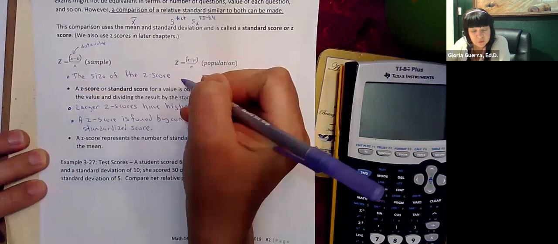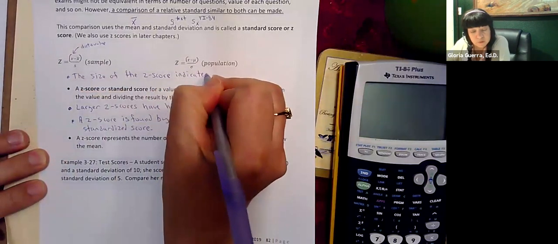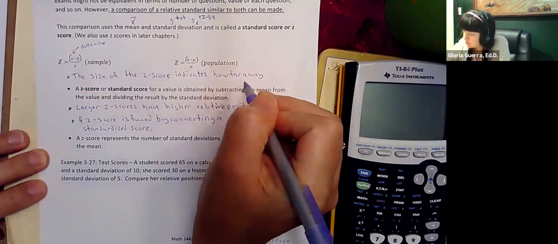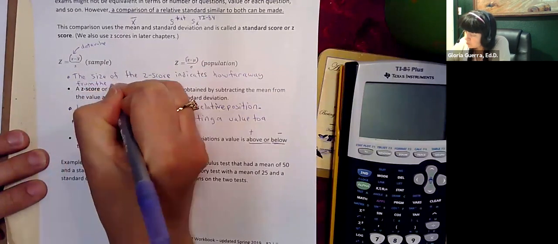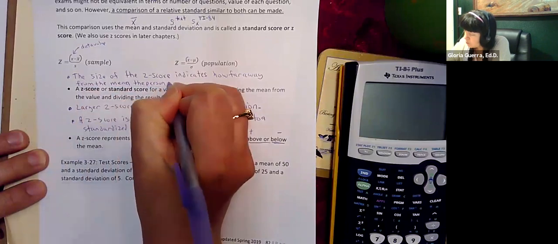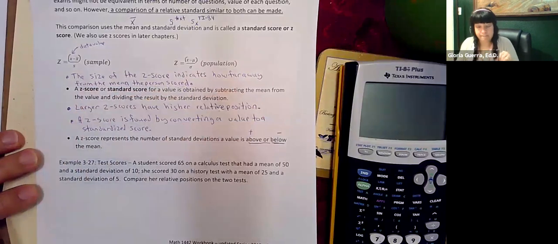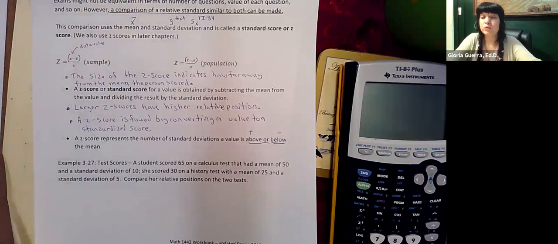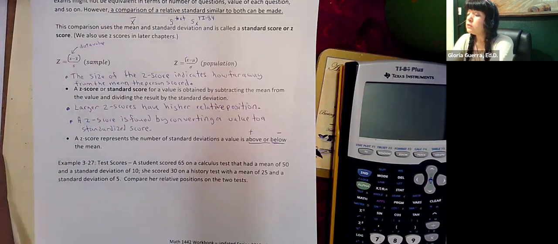The size of the z-score indicates how far away from the mean the person scored. So write that down. And I think we'll be good. I thought there was one more comment I wanted to write, but I don't think so. I was looking for that.